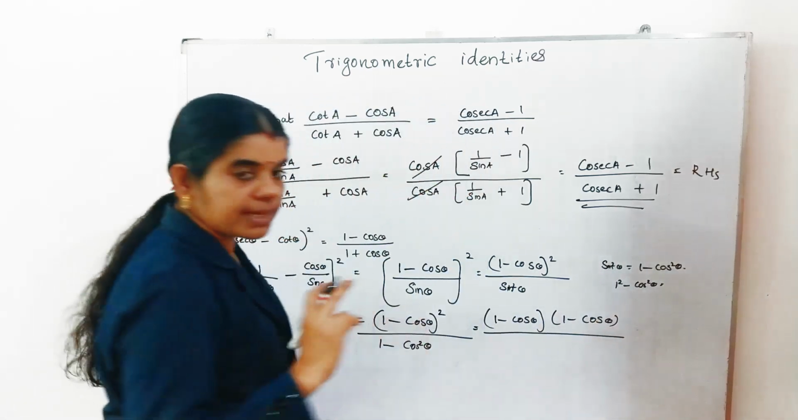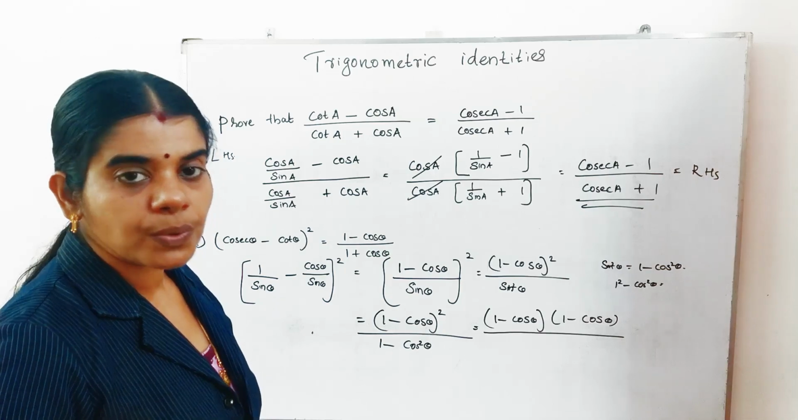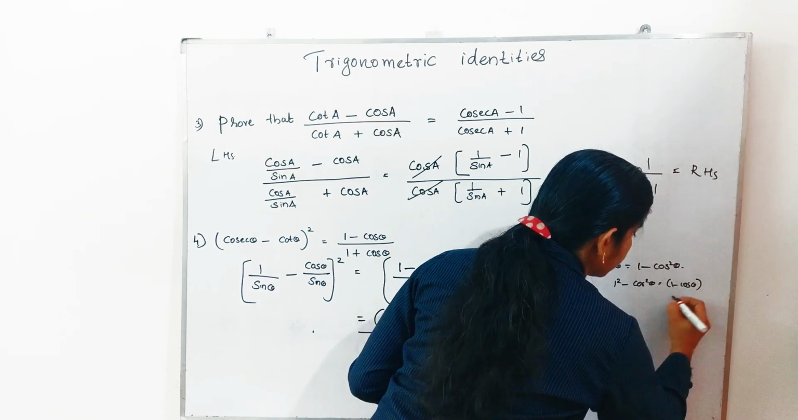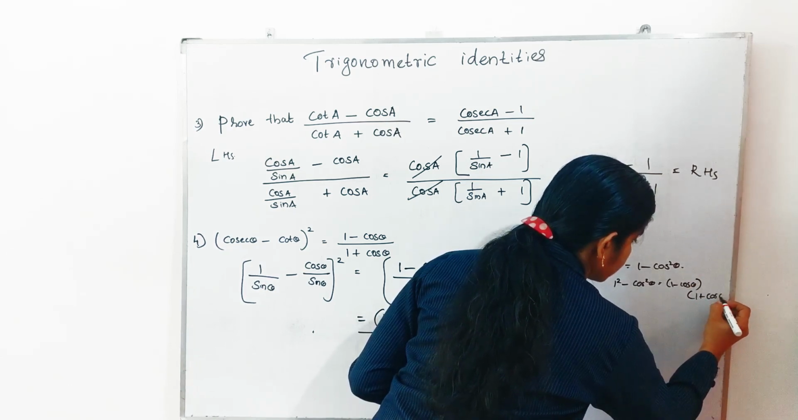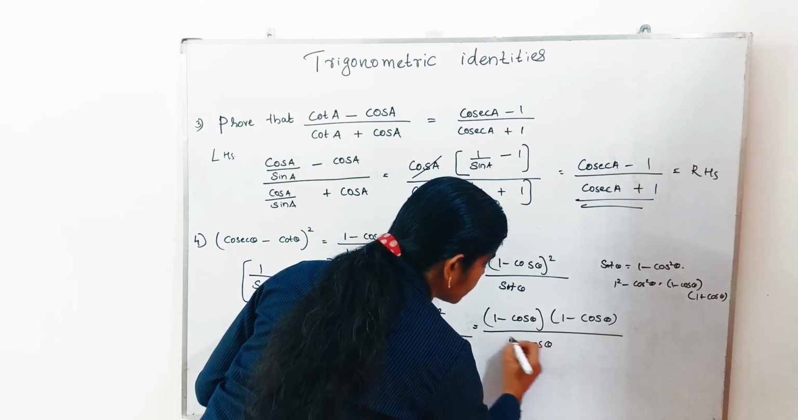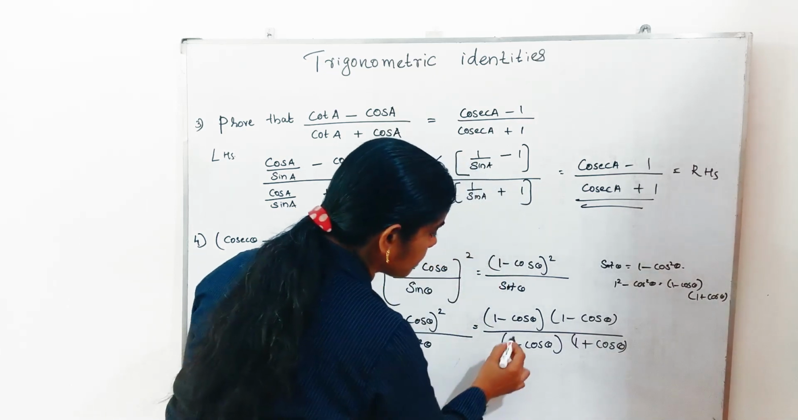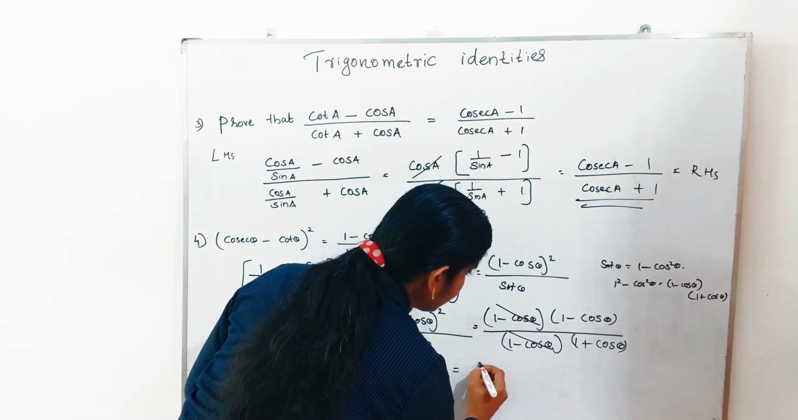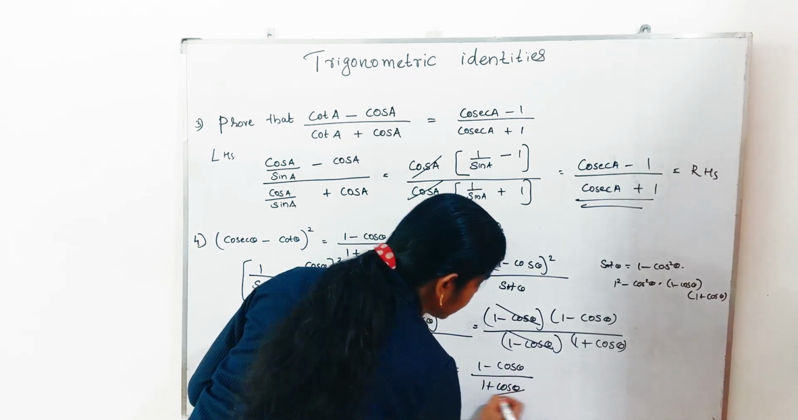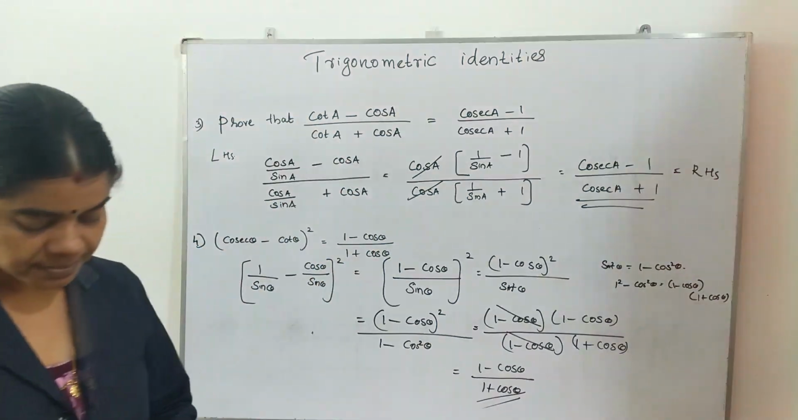If you want, you can write this as 1 square minus cos square theta. What is the meaning of this? A square minus b square, then what will be the result? A minus b into a plus b. So this denominator you can write as 1 minus cos theta into 1 plus cos theta. The same, those two you can cut. The remaining will be 1 minus cos theta divided by 1 plus cos theta. This is our required result.